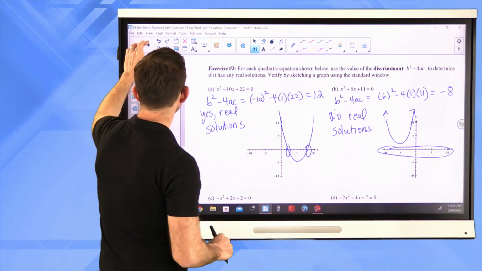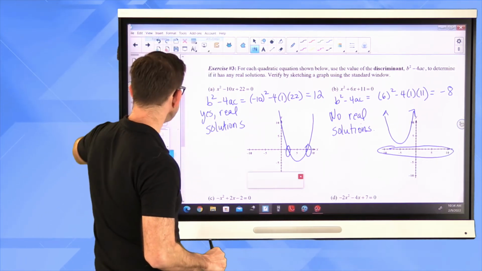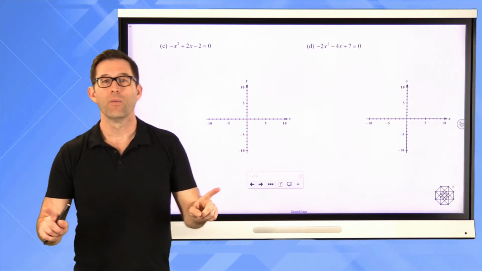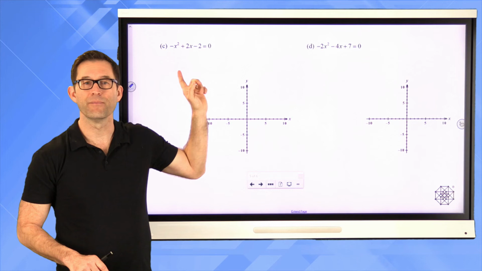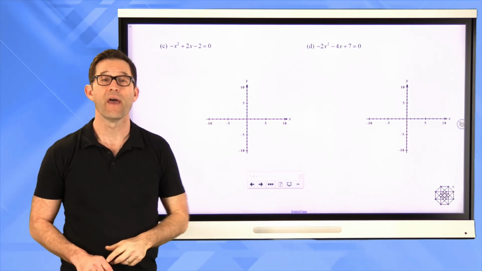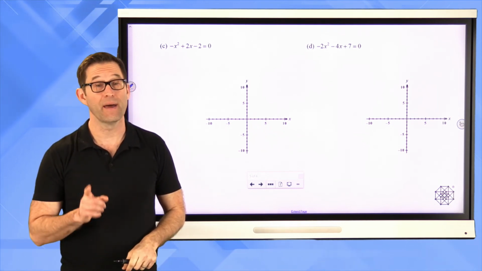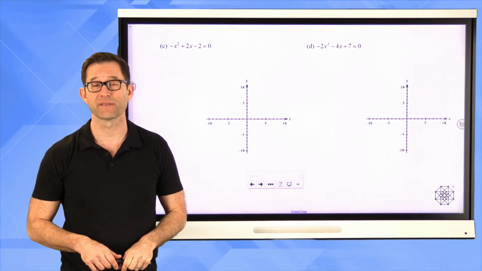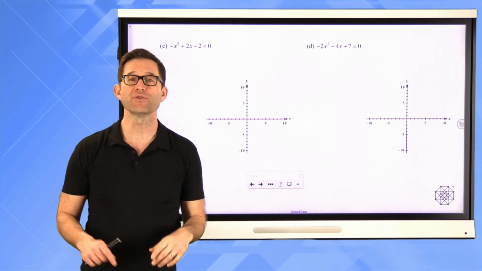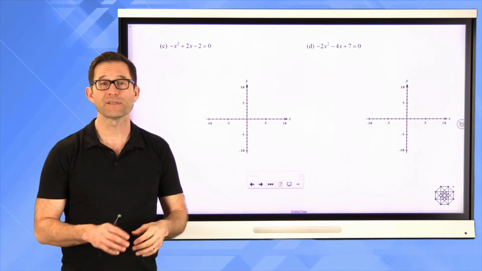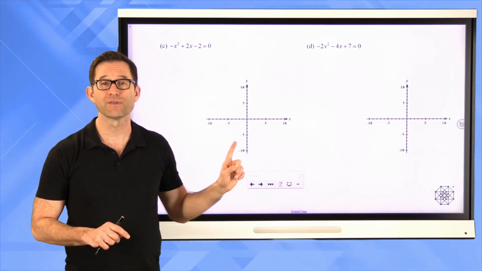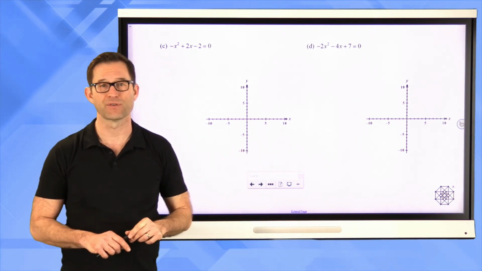So now that we've worked through 2 of these, I'd like you to work through the other 2. One little heads up before you hit letter C. Letter C is negative x squared plus 2x minus 2 equals 0. In this case, a is equal to negative 1. And that makes a difference because it's part of the discriminant's calculation. So pause the video now and work through both of these. Figure out what the discriminant values are. If they're positive, then it should have solutions. If they're negative, it shouldn't have solutions. And then also produce graphs to verify your answers. Pause the video now.